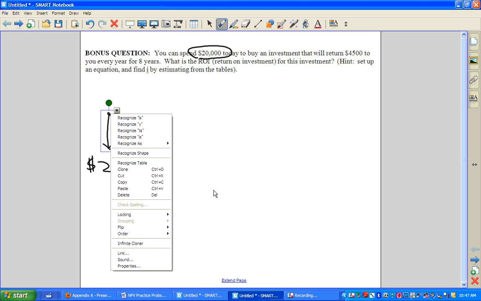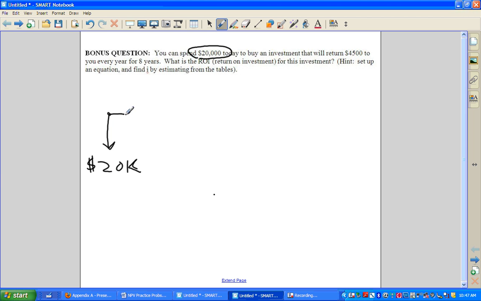What we're getting here is the benefit of $4,500 every year for 8 years. I would draw them all out, but to save time, I'm just going to show 4 of them. So this means a break in time here. This is year 1, year 2, year 7, and year 8. I just skipped a whole bunch of them to save time on drawing. So $4,500 a year is what we're going to get here.